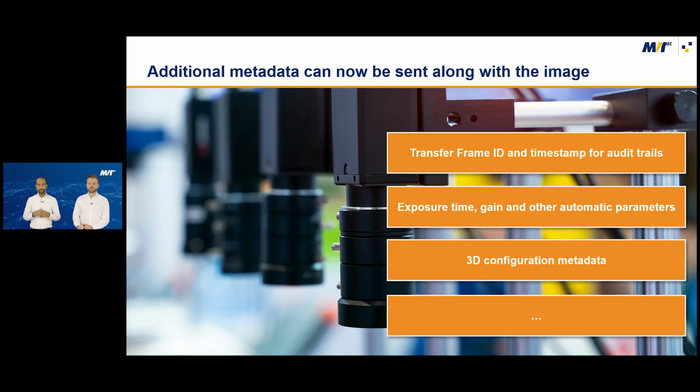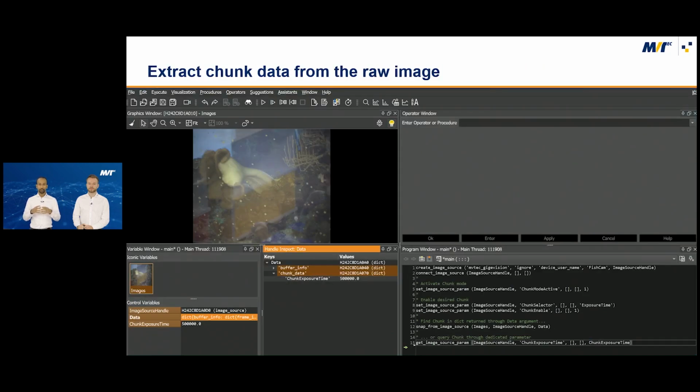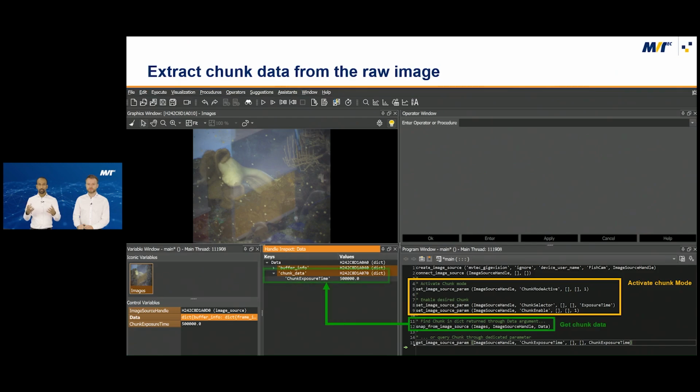How do you do this in HALCON? First you enable chunk mode, and then you select the parameter using a chunk selector. You select the parameter that you would like to get along with the image chunk, and then you acquire the image. In the data handle you can see that the parameter you need is visible in the handle itself. So the workflow is very simple and you don't need to make a lot of changes to your program. This is another new feature which all of our customers can use.